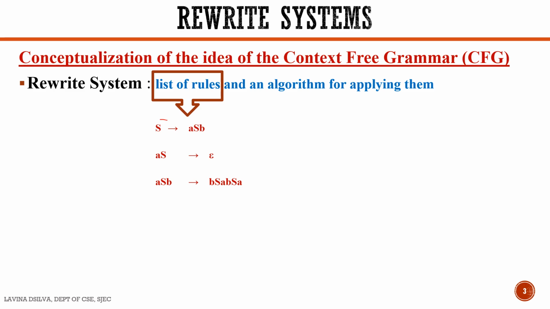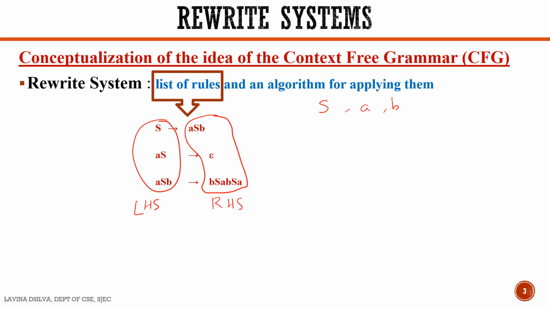You can see that all the rules have got a left hand side and a right hand side. This is the left hand side of the rule and this is the right hand side of the rules. If you carefully observe, these rules are made up of some elements. You can see some symbols like S, you can see symbols A, B, epsilon, etc.